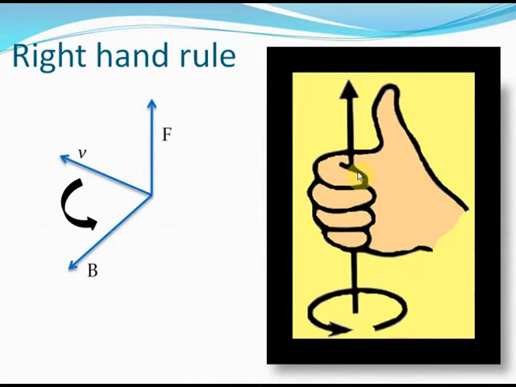To calculate the direction of the magnetic force, first hold your palm in the direction of the velocity. Now slowly curl your fingers towards the magnetic field. And when you do that, the direction of your thumb will indicate the direction of the magnetic force on the charged particle. Of course, the magnitude of the magnetic force will be QVB sine theta, isn't it? So this is how you have to calculate the magnetic force on any charged particle. You must remember this right hand rule.